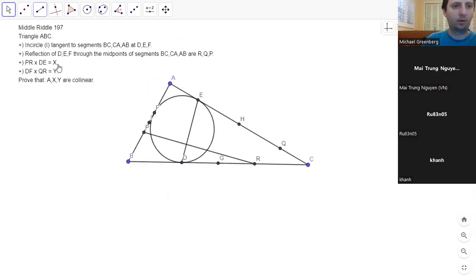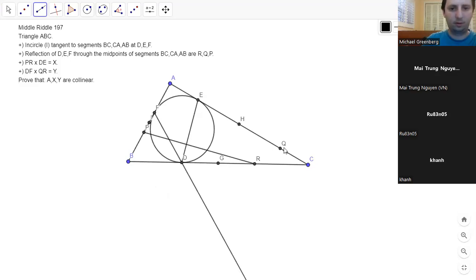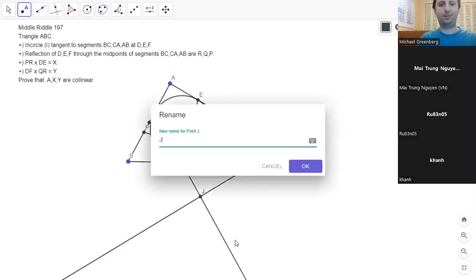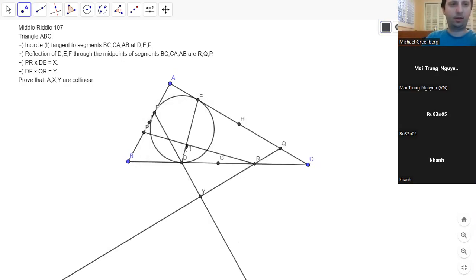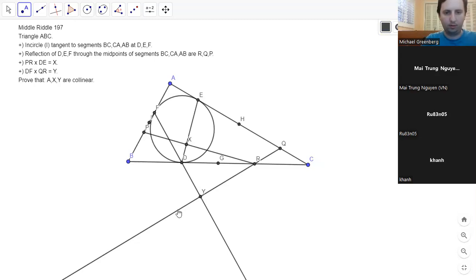And I want to show that A, X, and Y are collinear. So this is Y, this is X, and that's A. So should I draw the X circles? It would probably make it easier.